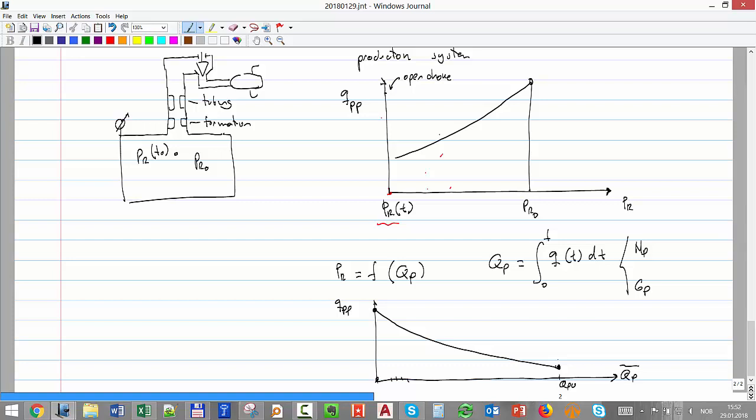Okay? We continue on that discussion in a later class, but just remember this concept, okay? Production potential, fully open choke, okay? If my system has a choke, fully open choke, I can produce any rate below that, and reservoir pressure I can put as a function of how much I have taken out of the reservoir, and then it looks something like that. We will use that later for an exercise and for a discussion. Okay, but I just want you to think about it.